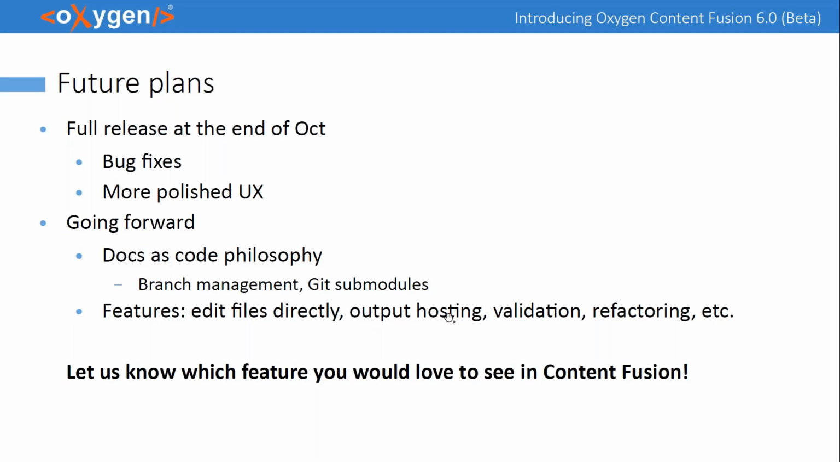We also want to look at what happens after we generate the zip archive with the web help output. Maybe we can host it ourselves on Content Fusion so that you can preview how it looks without having to download it, or integrate with some content delivery networks so that you can push it directly to production. We are also thinking of adding some validation reports that show you the health of your project: how many validation errors or warnings you have. Also some refactoring actions.